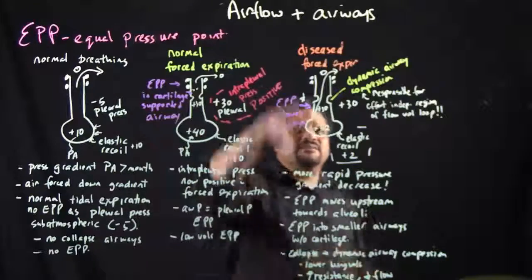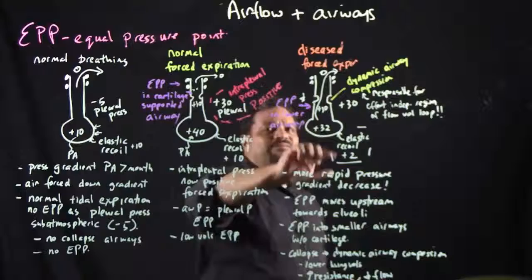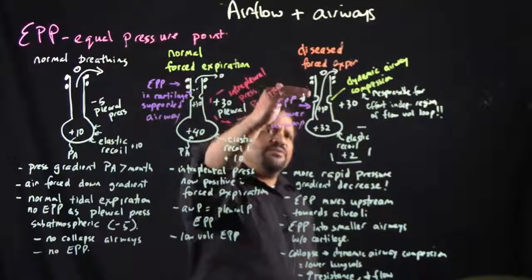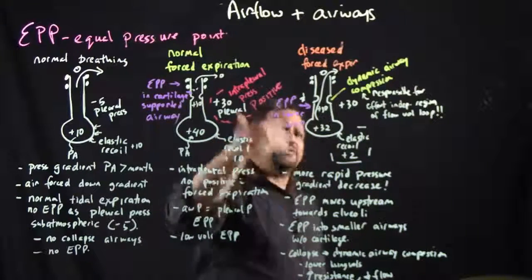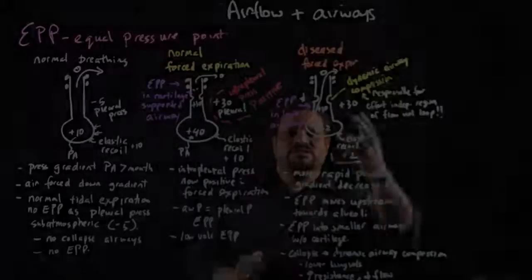In the diseased, with forced expiration, you have lower alveolar pressures. For example, in emphysema, that equal pressure point is going to move lower down towards the alveoli, and it's going to occur earlier in the disease. Okay, and then you can have dynamic airway compression.